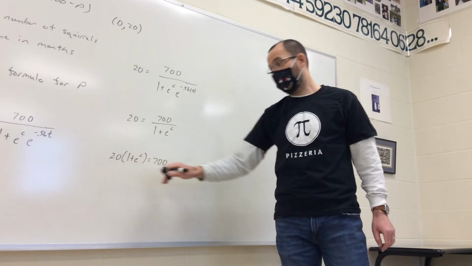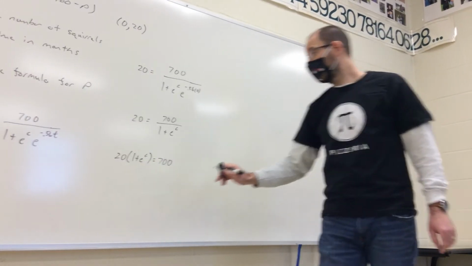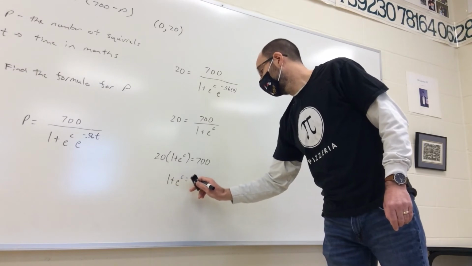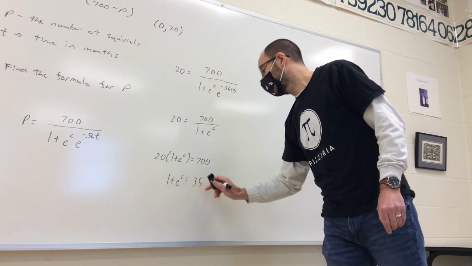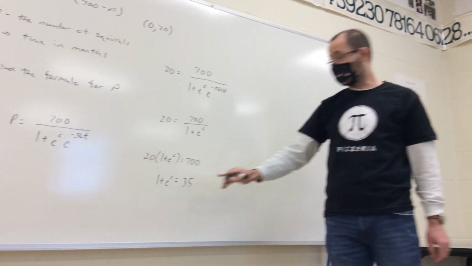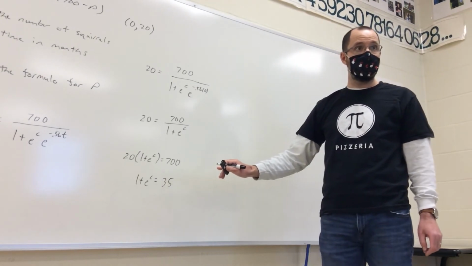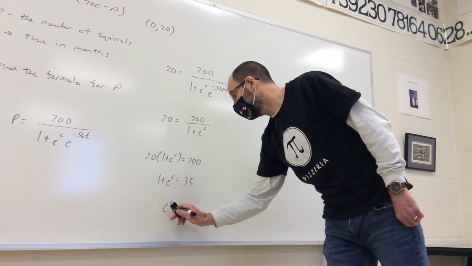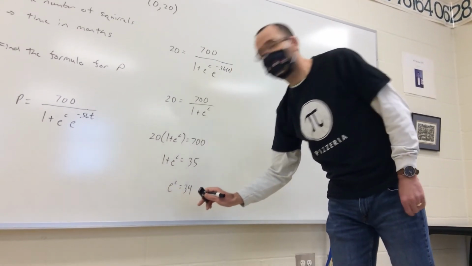Then I'm going to divide by 20. So 1 plus e to the c is 35. 700 divided by 20 is 35. And then finally subtract the 1. So e to the c is 34.